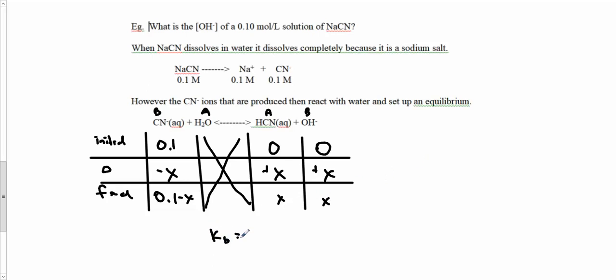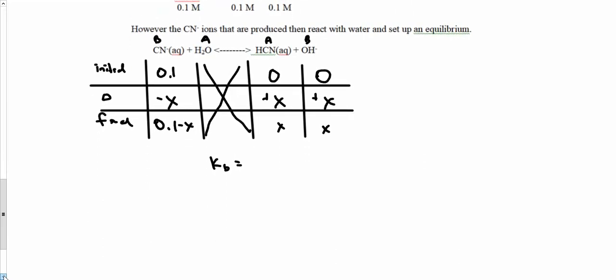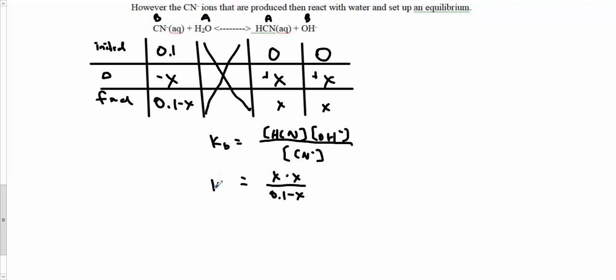Kb, because I'm dealing with bases here, yes. And just for the record, yes, I need that number. I don't have it. But let's keep going for now. So I would get HCN over OH- over CN-. I would get X times X over 0.1 minus X is equal to Kb.